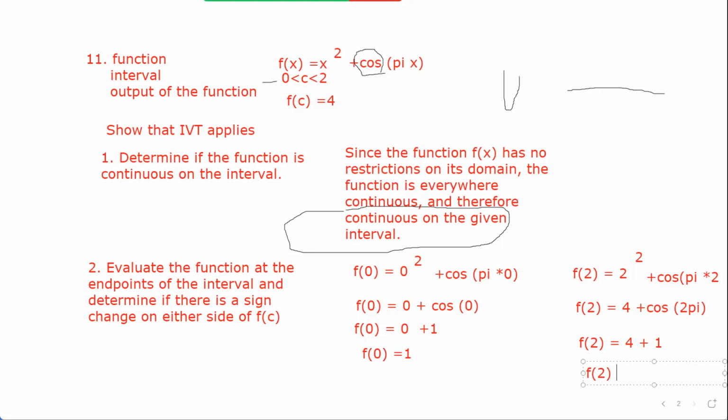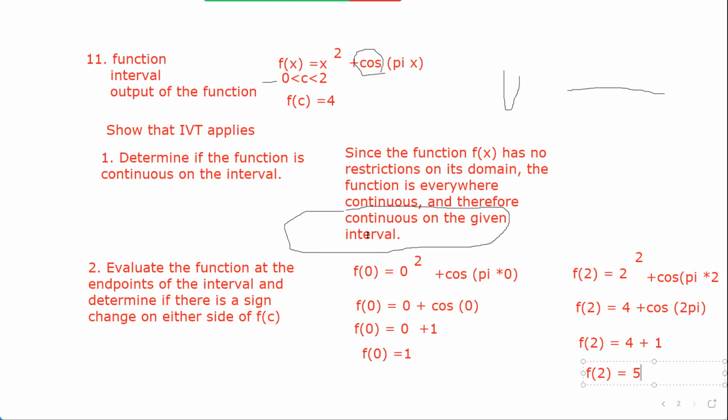This might be slightly confusing to you because we're not doing roots here. Notice that these are both positive. That's okay, we're not doing a root. What are we looking for? f of c is supposed to be what? 4. If we were looking for a root, it would be 0 here.